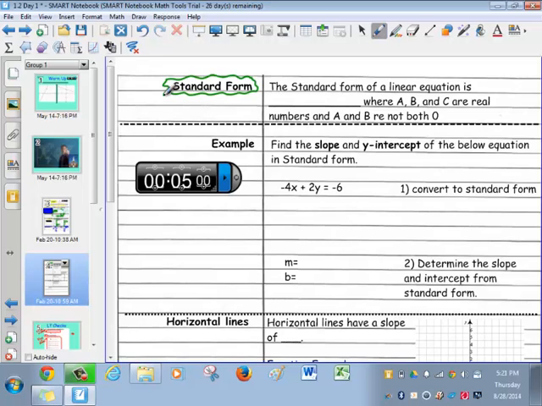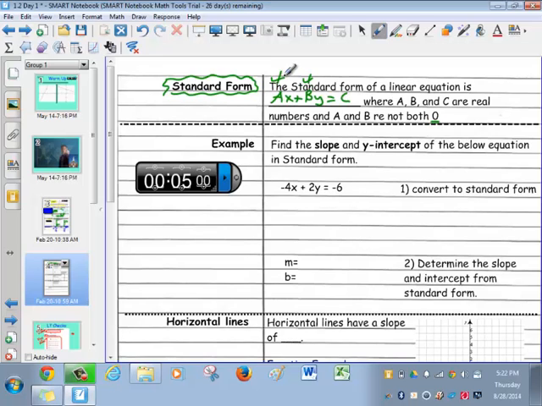The standard form of a linear equation is as follows. Ax plus By equals C. There's your standard form right there, where x and y are the variables, and A, B, and C are just real numbers. But A and B are not both 0, okay? So this one and that one cannot both be 0. That will mess everything up, okay?